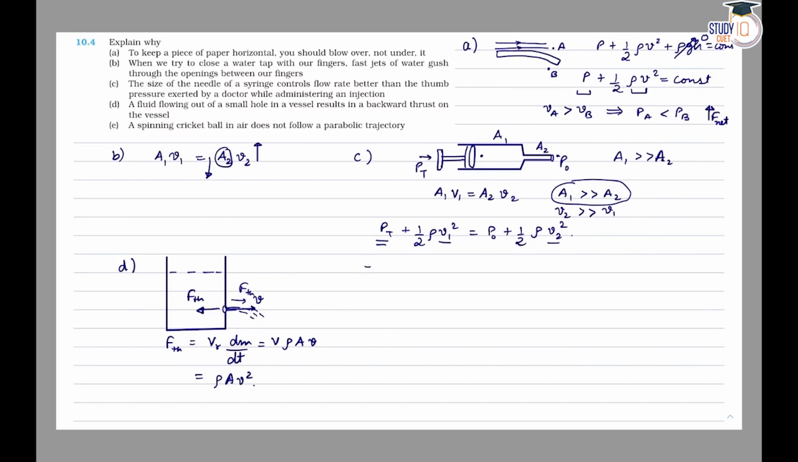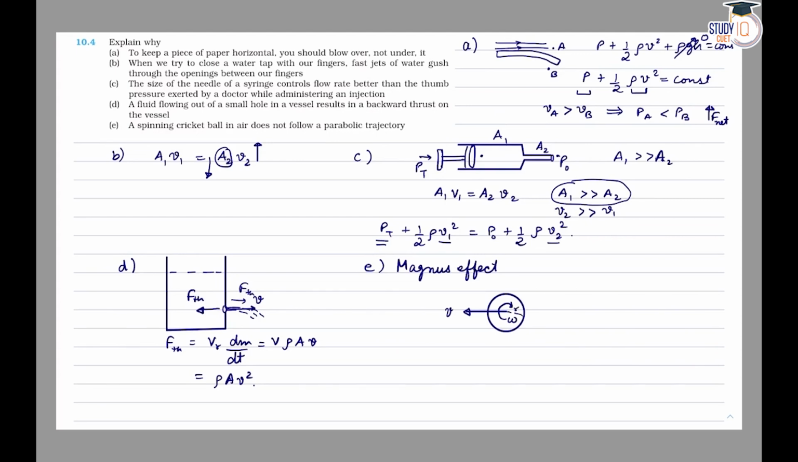Now last is, a spinning cricket ball in air does not follow a parabolic trajectory. The reason is Magnus effect. That is, for example, this is the ball and we have thrown the ball, let us suppose, towards left with speed v, and there is a spin, and the angular velocity of the spin is omega, and the radius is, let us suppose, r.